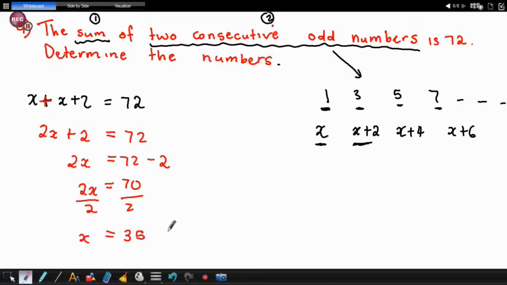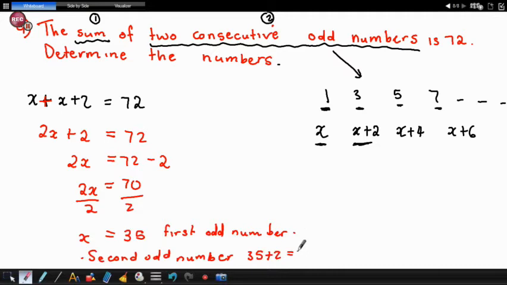And this, guys, will be the first odd number that we have calculated. Therefore, the second odd number will be 35 plus 2, which is equal to 37. So these are the two consecutive odd numbers, and when you add them, you're actually going to get 72.